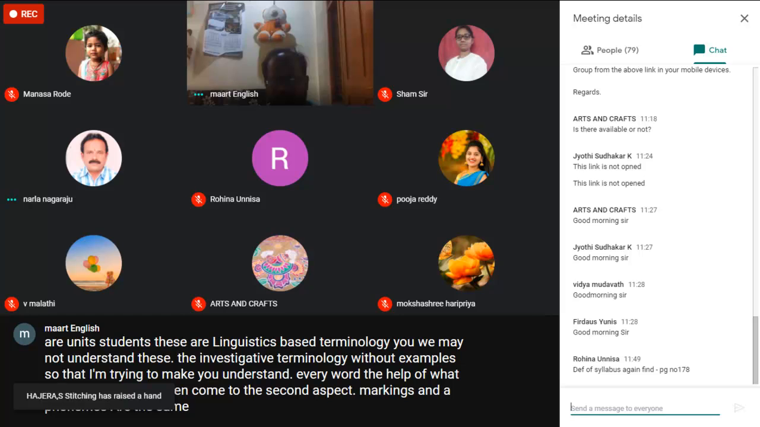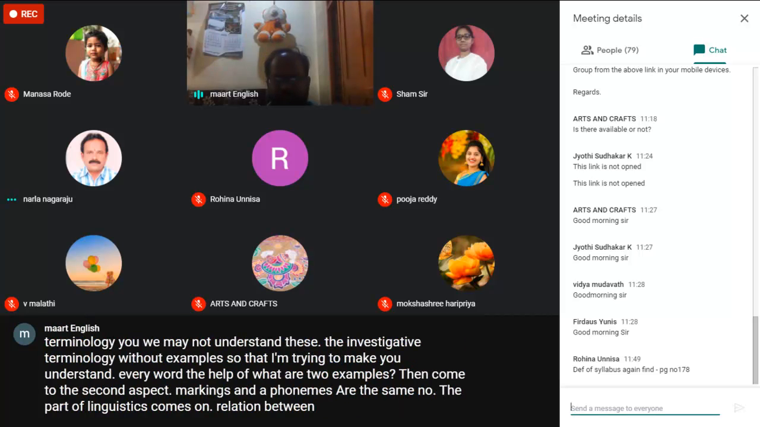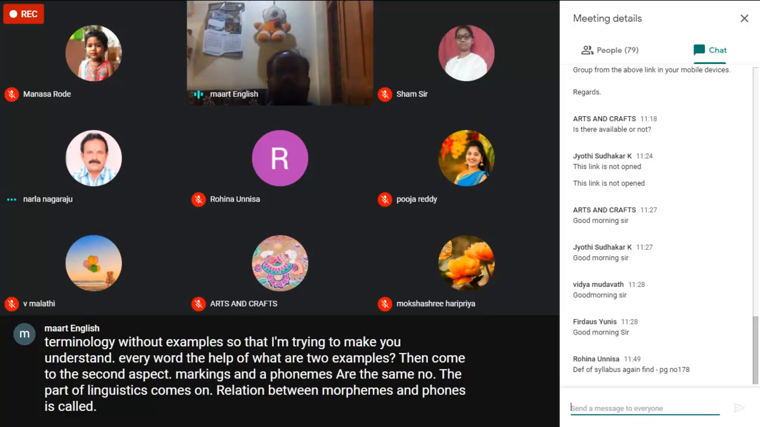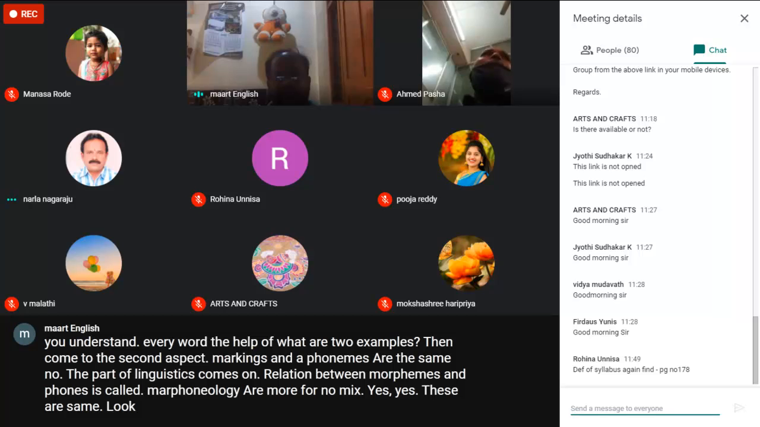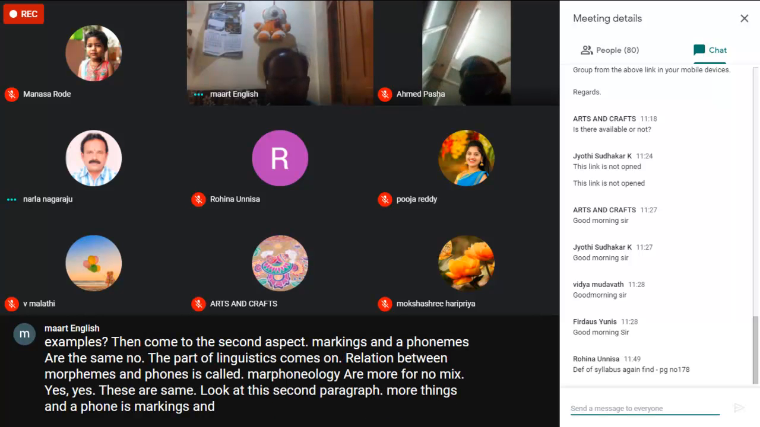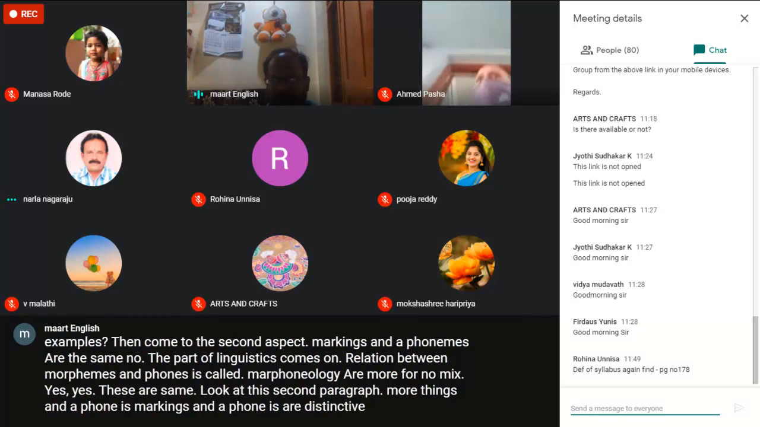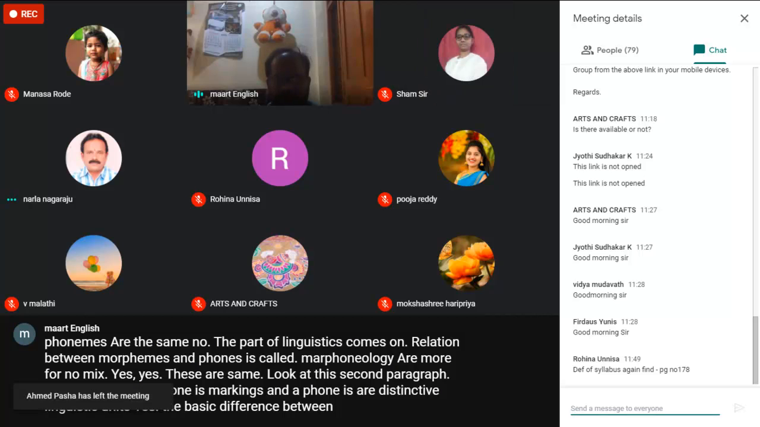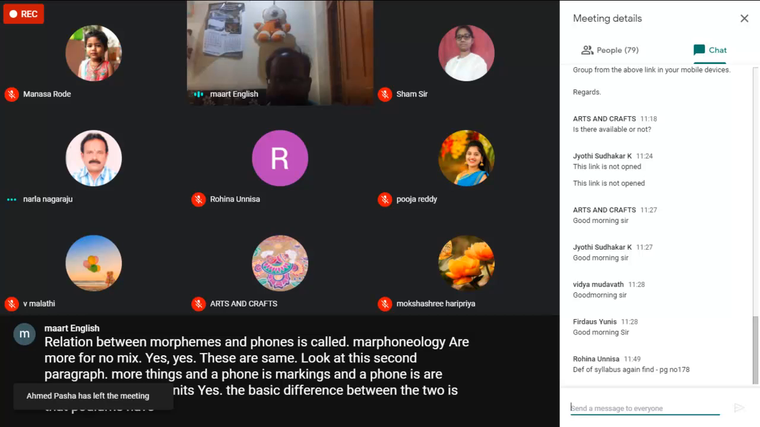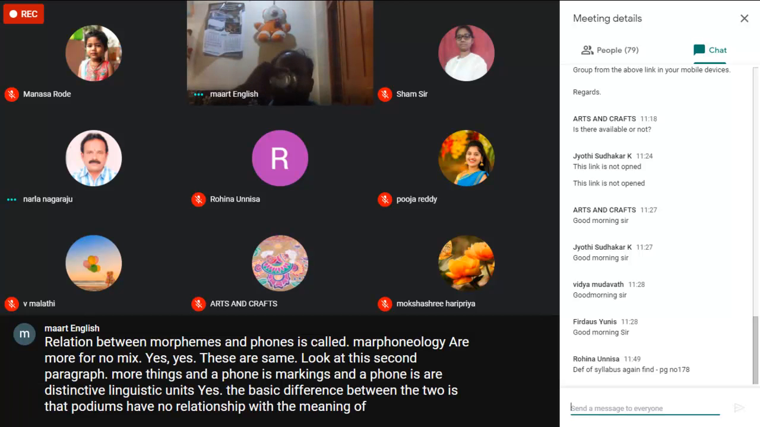Are they the same? No. The part of linguistics that concerns the relation between morphemes and phonemes is called morphonology or morphonomics. These are not the same. Look at the second paragraph. Morphemes and phonemes are distinctive linguistic units. The basic difference between the 2 is that phonemes have no relationship with the meaning of a language, while morphemes have meaning.